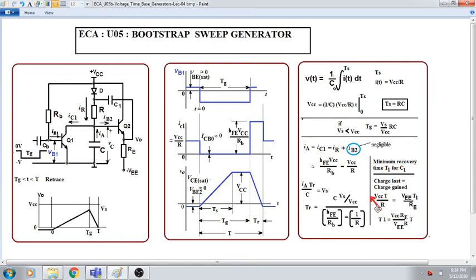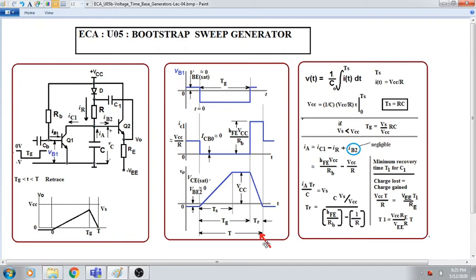Okay, it's a very simple equation. What is the minimum recovery time required for the capacitor C1, that we have to calculate? What is the minimum recovery time T1 for the capacitor C1 to recover the lost charge? Now we are using the equation: charge lost is equal to charge gained. Now what is the charge lost? Charge is lost during this time T.